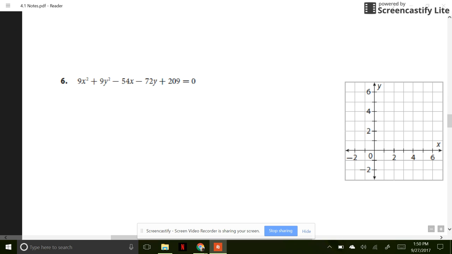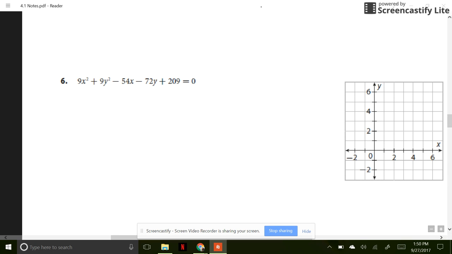Now let's try another one. So there's 2 ways you can do this. If you notice, our coefficients are not 1. So you can either factor out a 9, or I just went ahead and divided everything by 9. Either way should get you to where you're trying to go. So I divided everything by 9. So that's what I did first. And I also moved that 209 to the other side.